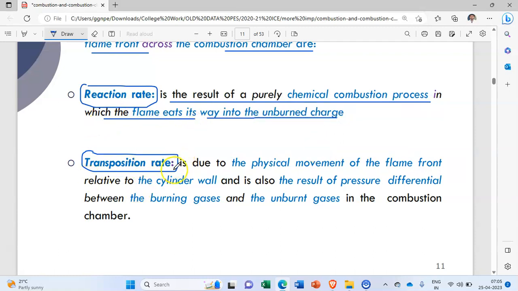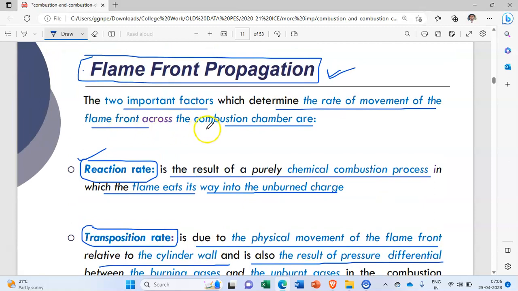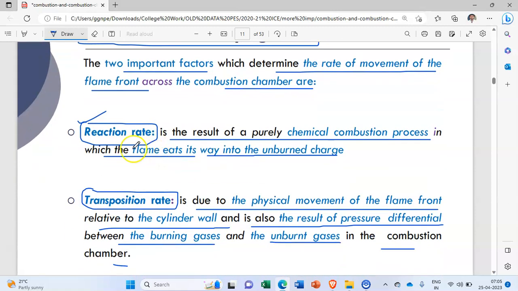And what is transposition rate? It is due to the physical movement of the flame front relative to the cylinder wall and is also the result of the pressure differential between the burning gases and the unburned gases in the combustion chamber. So these are the two important factors that affect flame front propagation. When a question is asked in the examination about the different factors that affect flame front propagation, the two important factors to mention are reaction rate and transposition rate.